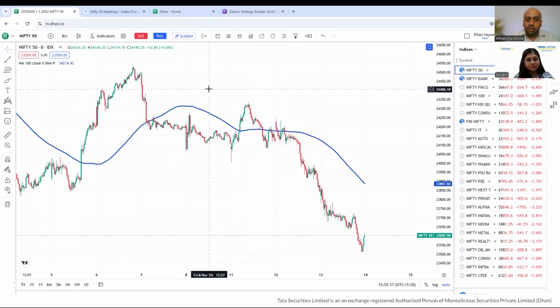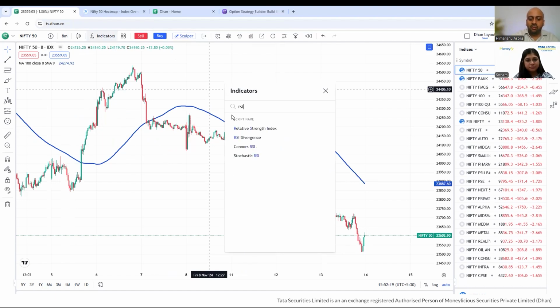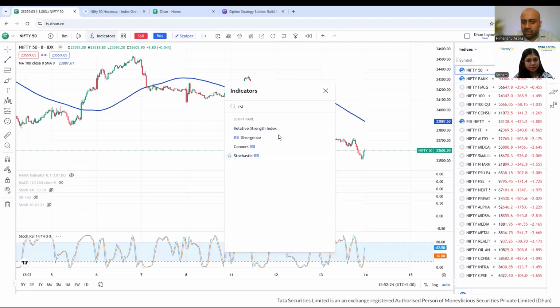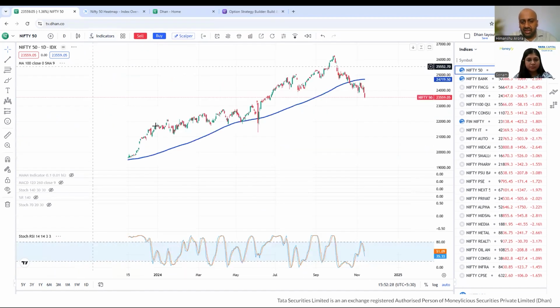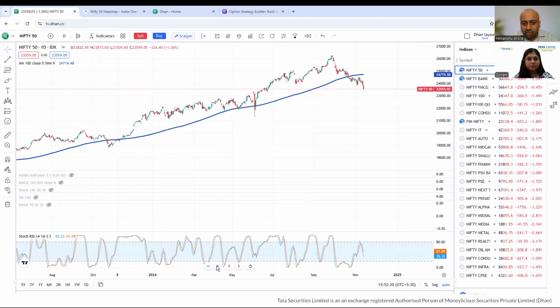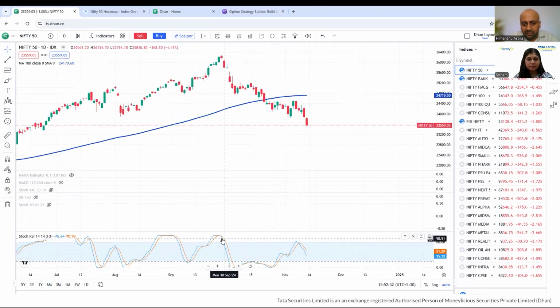But if you want to find a reversal, then there are certain oscillators, for example, relative strength index or stochastic RSI. Now, let us say on a daily chart, this stochastic can give you a reversal. You see, it gave you a sell signal here where the orange line goes above the blue line, and this was the top in Nifty. When the blue line went above the orange line, this was a breather for Nifty.